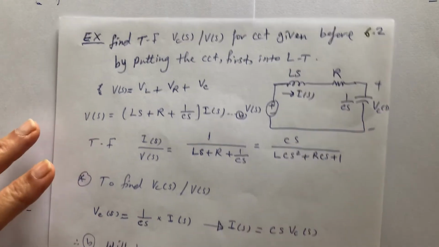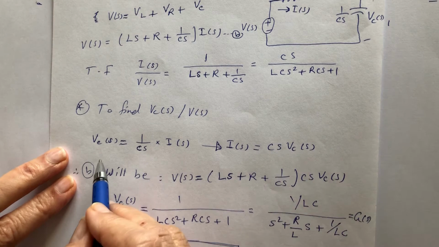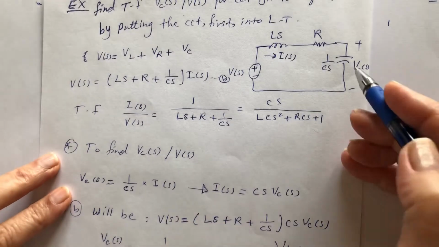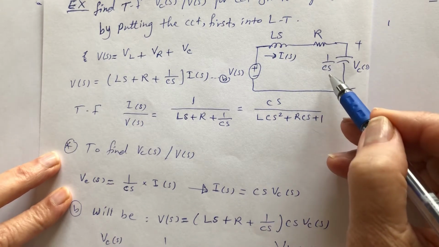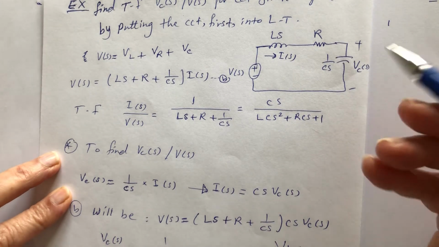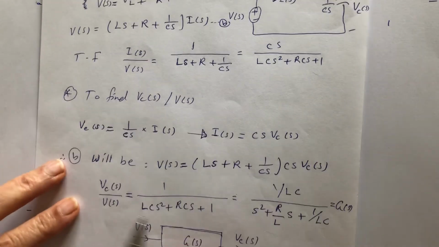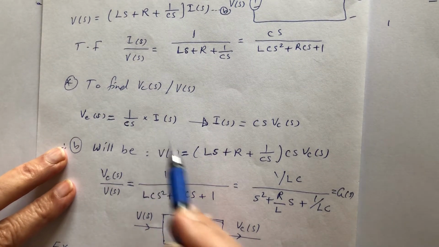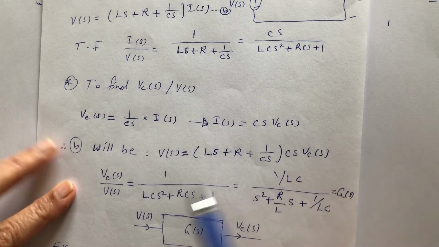Okay. Now, if you want to find VC, then we know that VC equals, we imagine this circuit as a resistor, so VC equals the current which is flowing into this times the impedance. We don't say resistor, we say impedance, but we treat it as if it is a resistor. So it will be 1 over CS times the current. So VC of S equals 1 over CS times I, so I of S equals CS times VC of S.